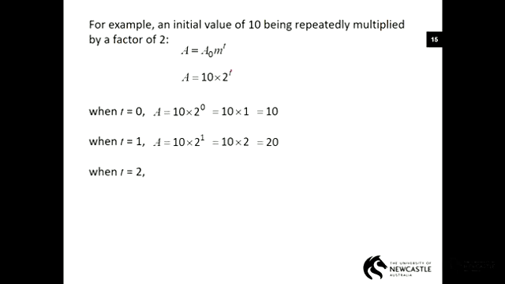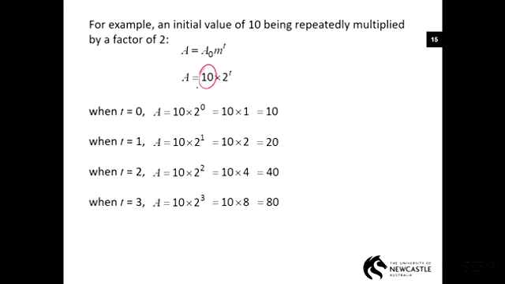When t equals 2, it's getting times by 2 twice. It's the same as this number times 2. So hopefully the formula makes sense, that A equals 10 by 2 to the t starts at an initial value of 10 and keeps getting times by 2 every time you increase t by 1. Okay? That's exponential growth, starting at 10 and getting doubled.